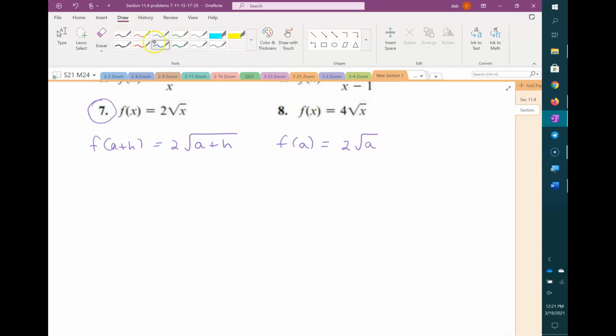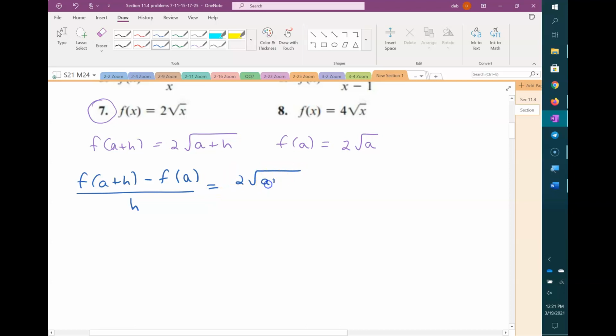Hopefully you've done this a lot of times now, that the next step is to make the difference f of a plus h minus f of a, and then over h. So we're going to have 2 times the square root of a plus h minus 2 times the square root of a over h. Now if I do the limit as h goes to 0 right now, I'll get 0 over 0.